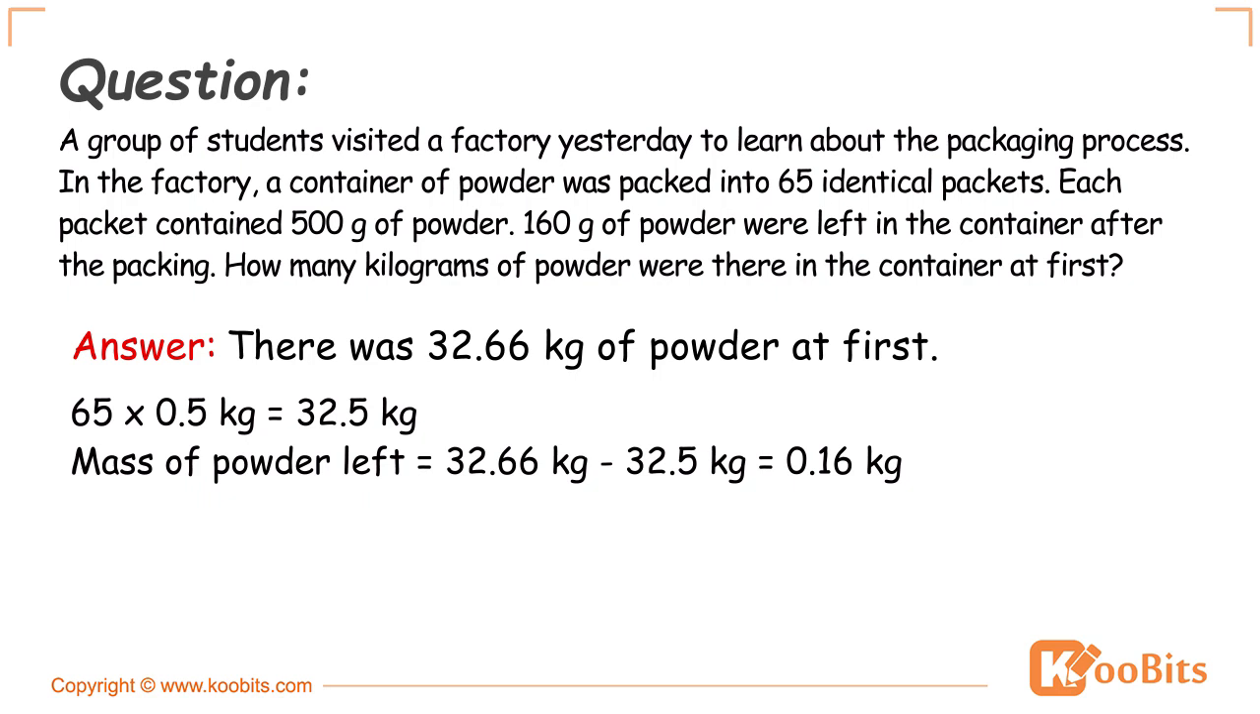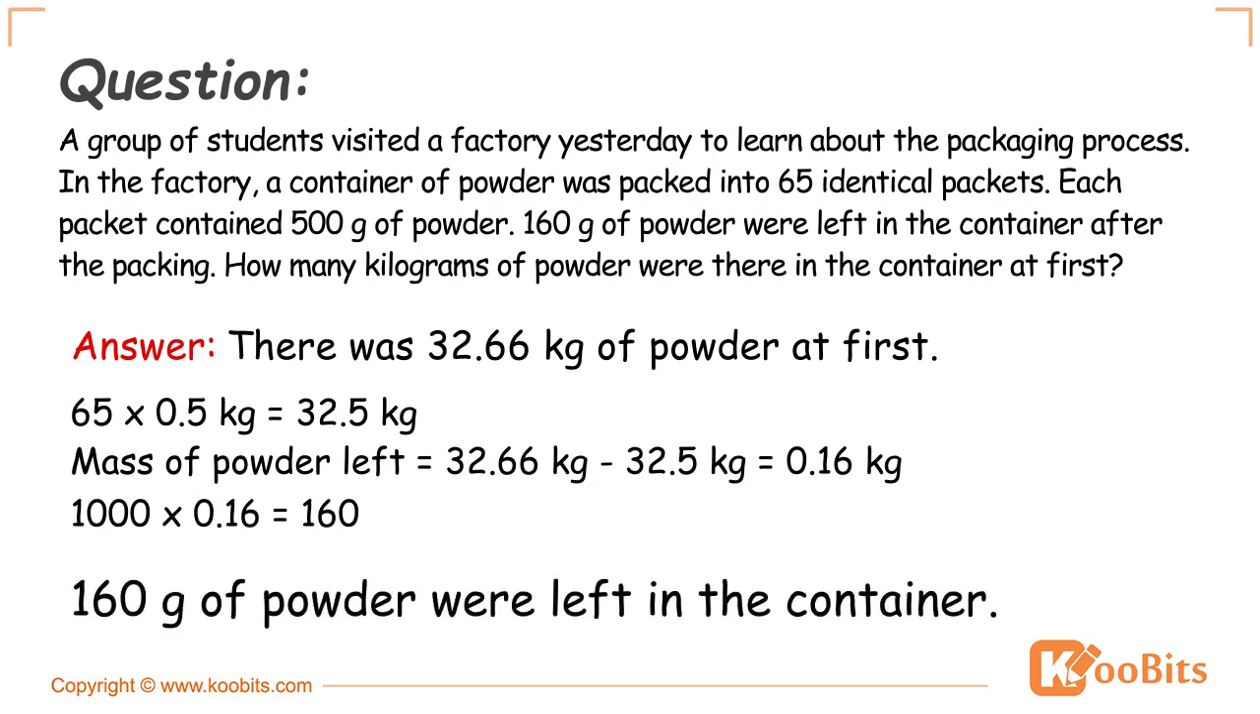To convert kilograms to grams, we multiply the number by 1,000. 0.16 multiplied by 1,000 is equal to 160. Thus, 160 grams of powder were left in the container. This is consistent with the value given in the question. Therefore, we know our answer is correct.